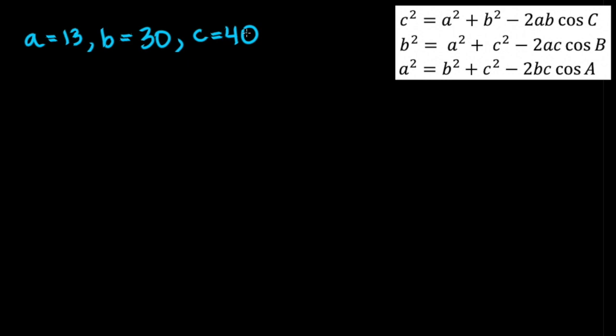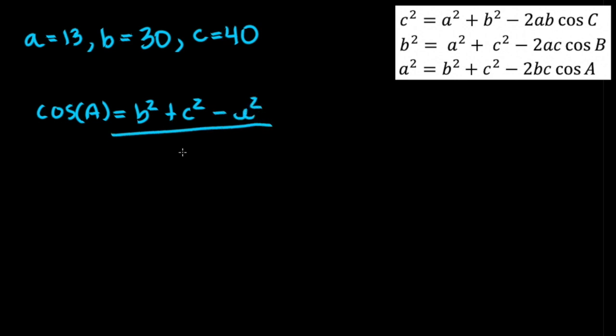Now, with the formulas that were given to us, there is no formula that solves for the measurement of angle A directly, but we can manipulate the formula so that it says the cosine of A equals B squared plus C squared minus A squared, all divided by 2 times B times C.